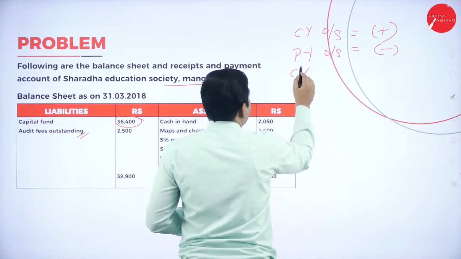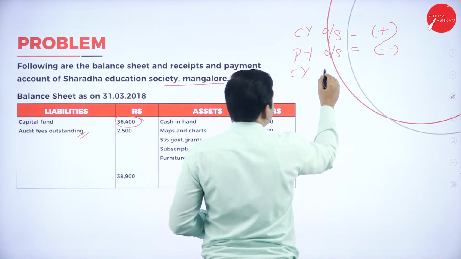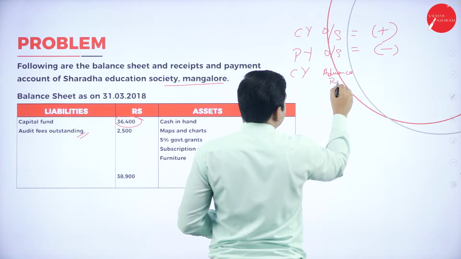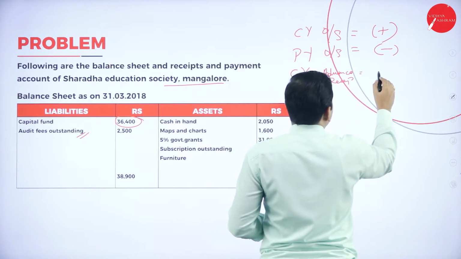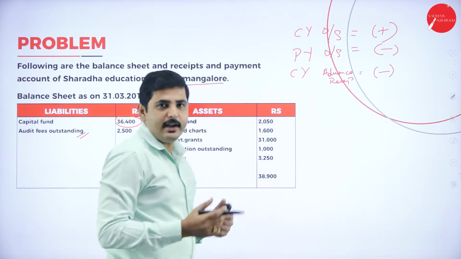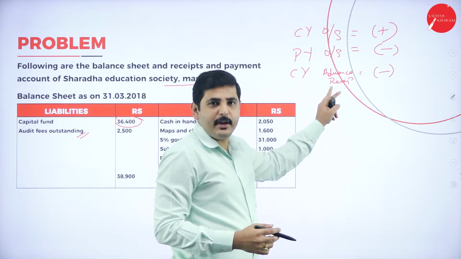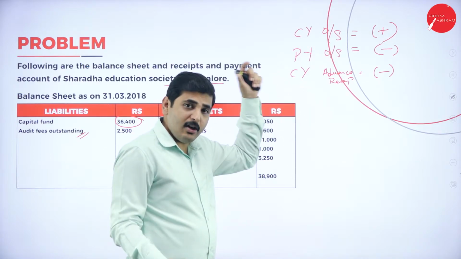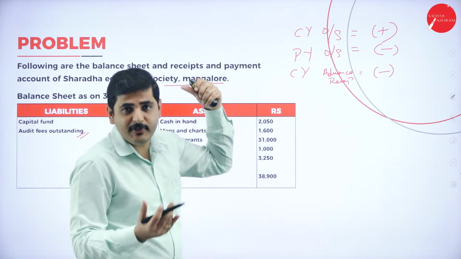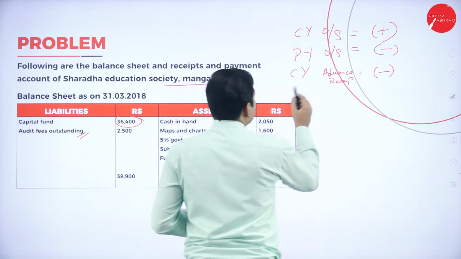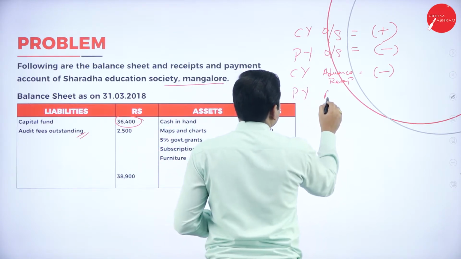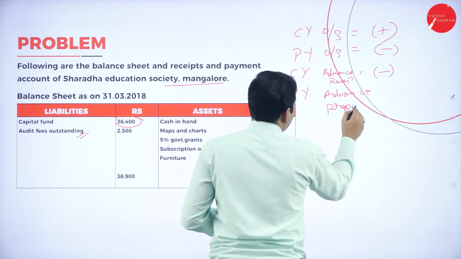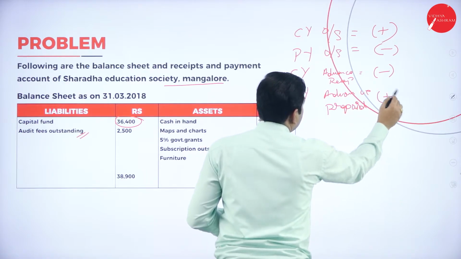Current year prepaid or advance payment or receipt, we should deduct it. Current year advance, so why are we deducting? Any advance payment made in the current year will be utilized in the next year. Any advance paid or received in advance in the previous year will be utilized for the current year. So it is previous year advance or prepaid, we should add it. Understanding?